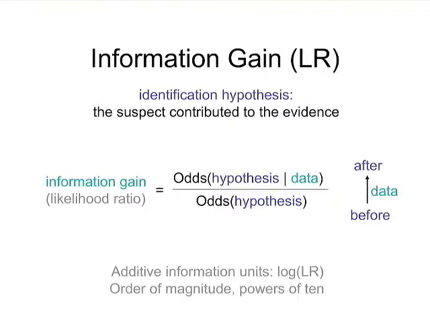Before you look at the data, for your hypothesis you ask, what are the odds that something happened, like maybe somebody's guilty or contributed to the evidence? Then you look at your DNA data, and you arrive at a posterior state afterwards, and now you have new information. You ask, what are the odds of that hypothesis after I've seen the data? That ratio is the information gain or likelihood ratio. In statistics and other sciences, we take the logarithm, which is the order of magnitude or powers of 10, because then we can add together likelihood ratios.